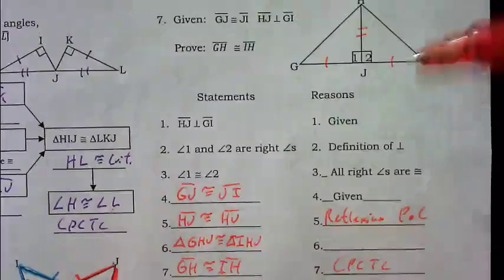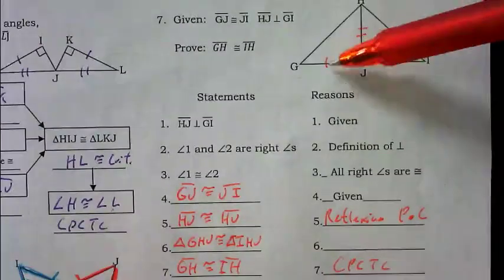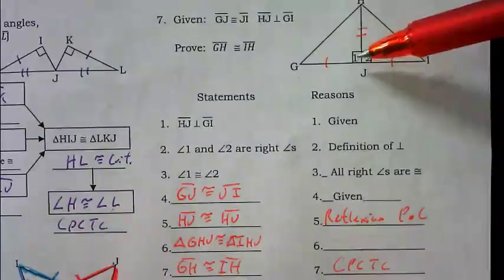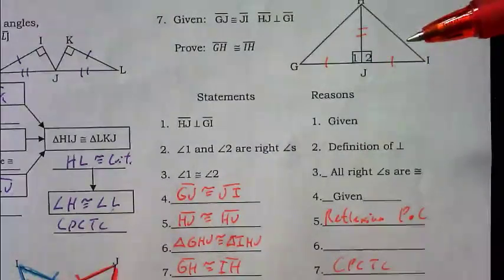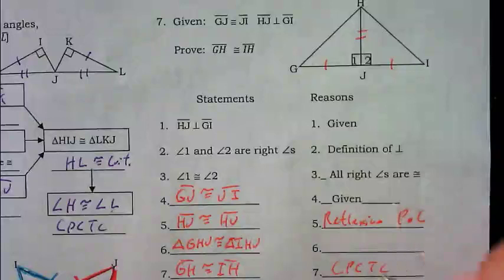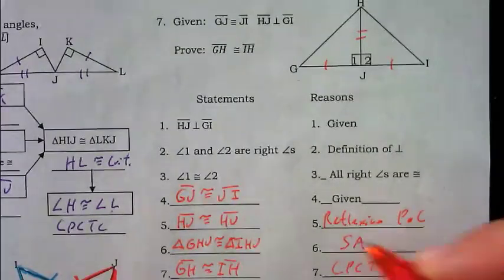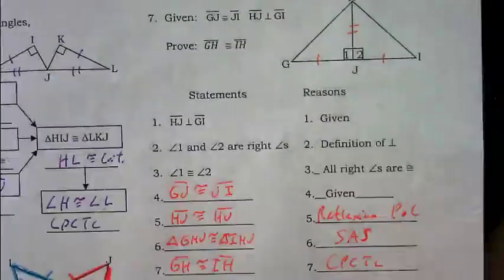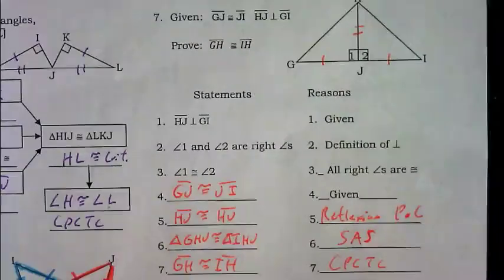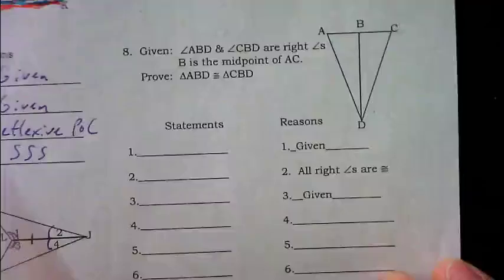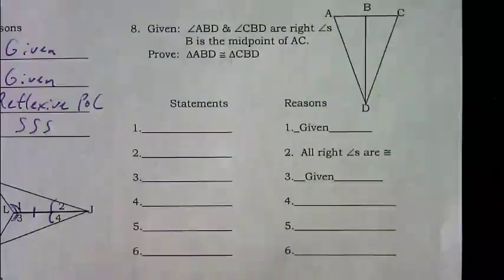So now, why? Well, what parts do we have? We have two sides and an angle. Is the angle between them? Yeah, so this would be side, angle, side. There's a lot of students like to call it SAS. All right. Any questions on that one? Nope. All right. Let's go on to number 8.